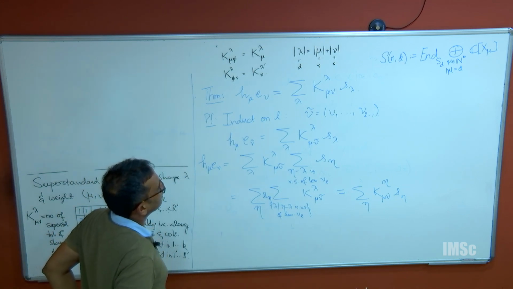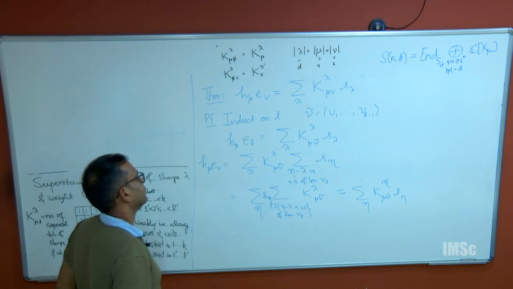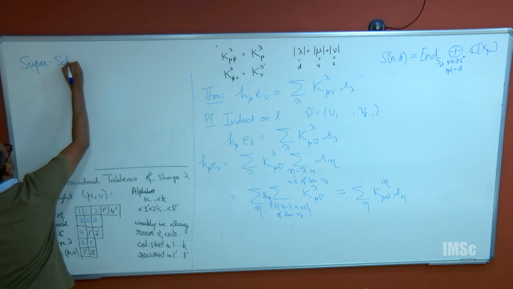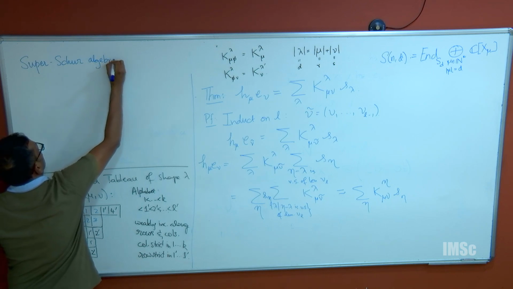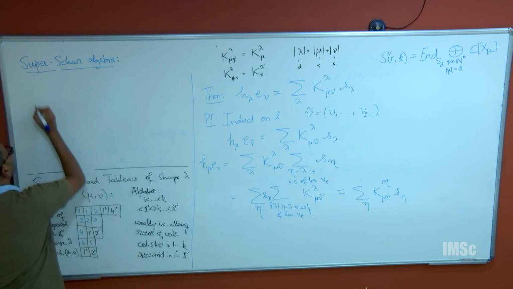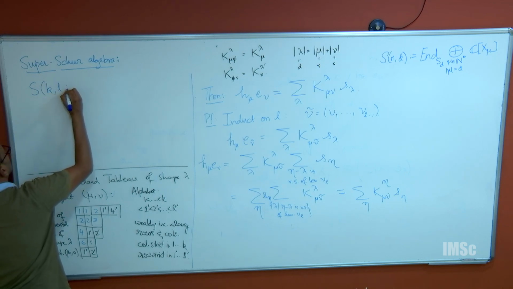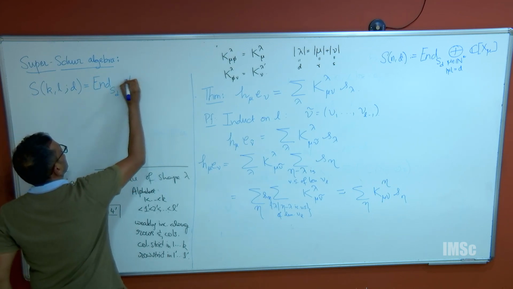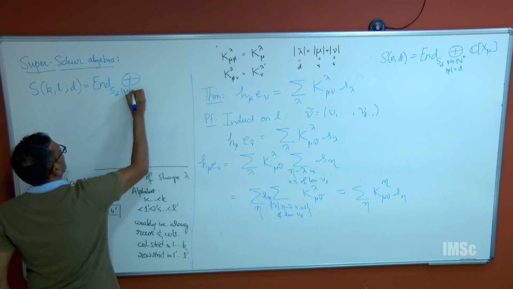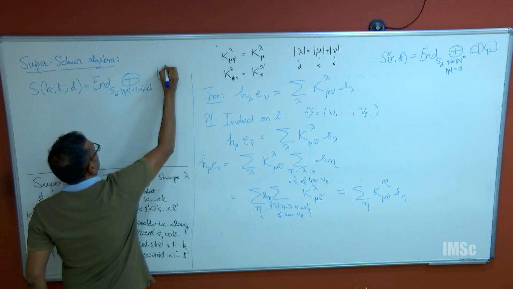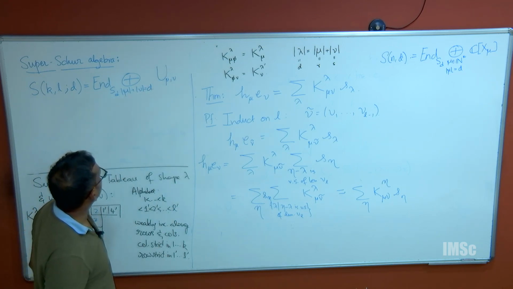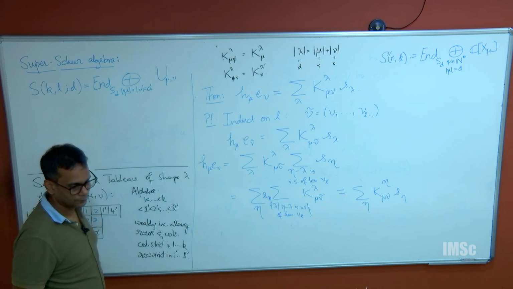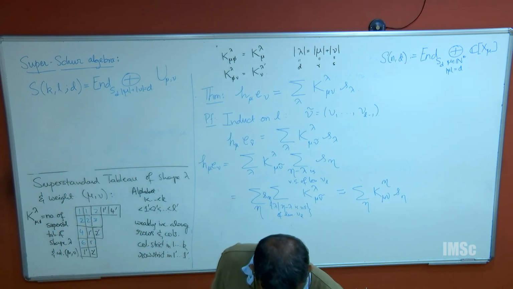So we can define now the super Schur algebra, S K L D is end S T. So here mu is a vector with k parts, nu is a vector with L parts, and so on.